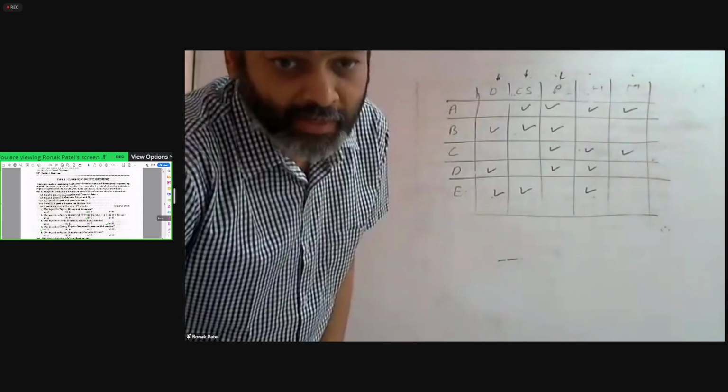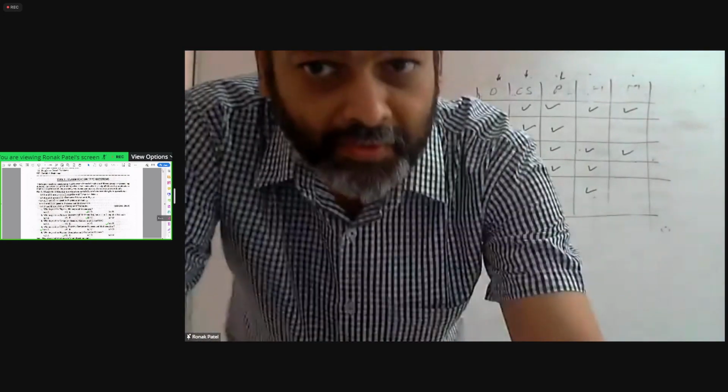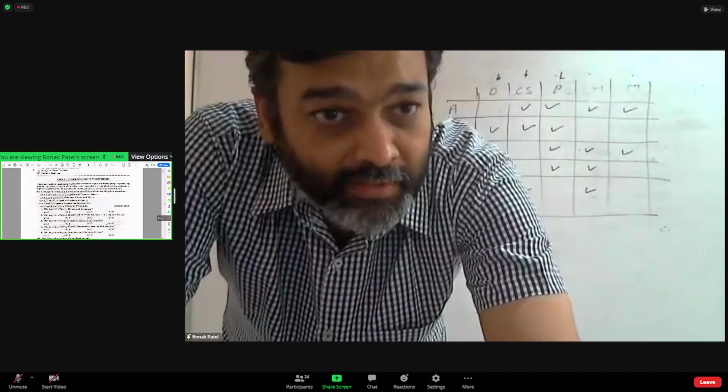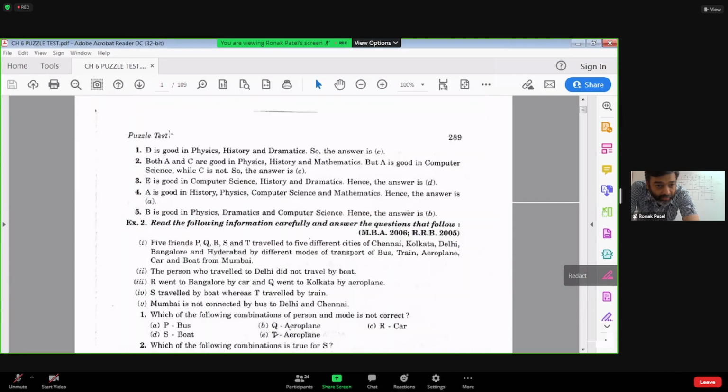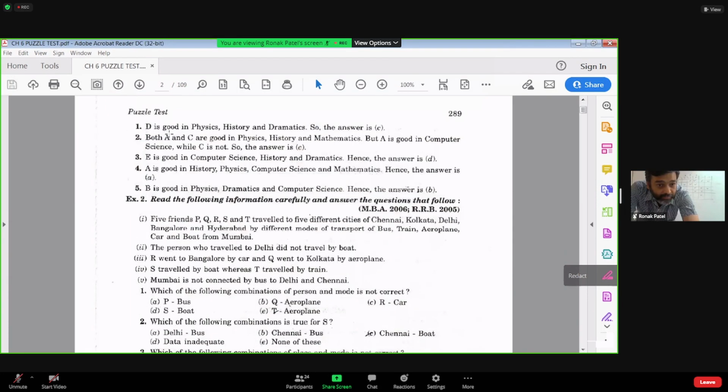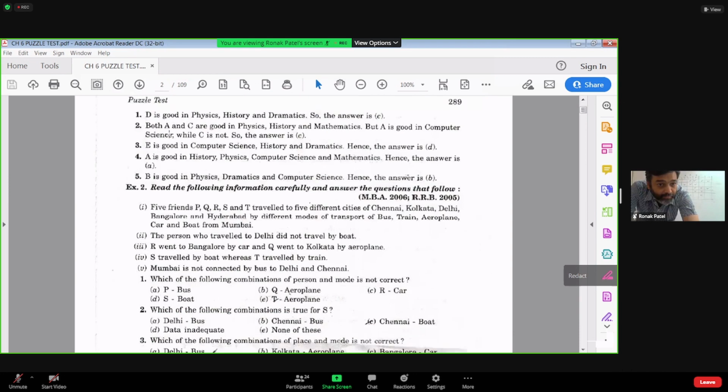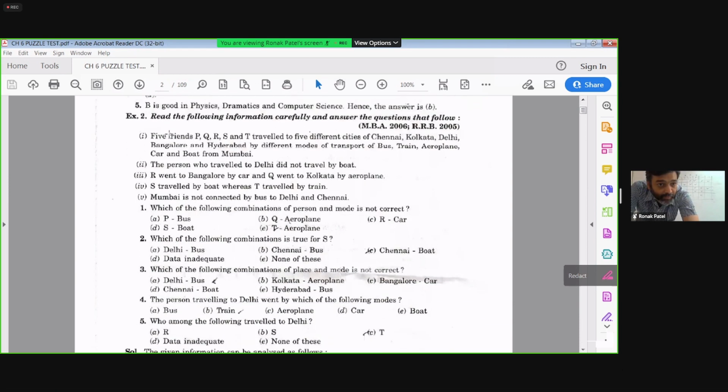So making a table will help you a lot. That way you should do it. I give one more like this. Try this because this doesn't require any involvement, right? So try this one. Question 2. Try to put the information of this one.